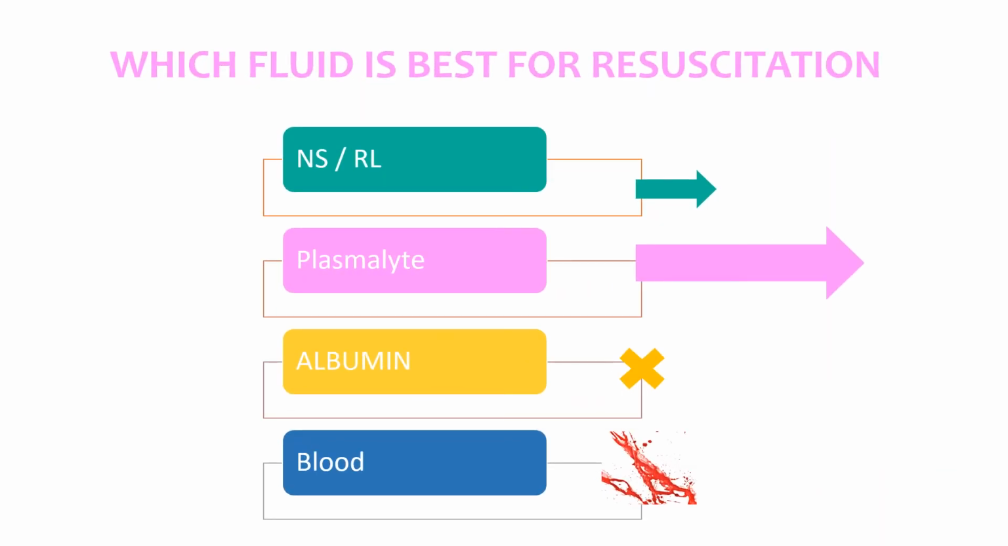Now, which fluid is best for resuscitation? I've already told you about DNS and 5% dextrose. So Plasmalyte is the best fluid because it is the balanced fluid, and NS and RL can be used in small amounts. Albumin is not to be used as a volume expander for resuscitation, and blood for hemorrhagic shock is fine. There's no problem with that. That is the fluid of choice.